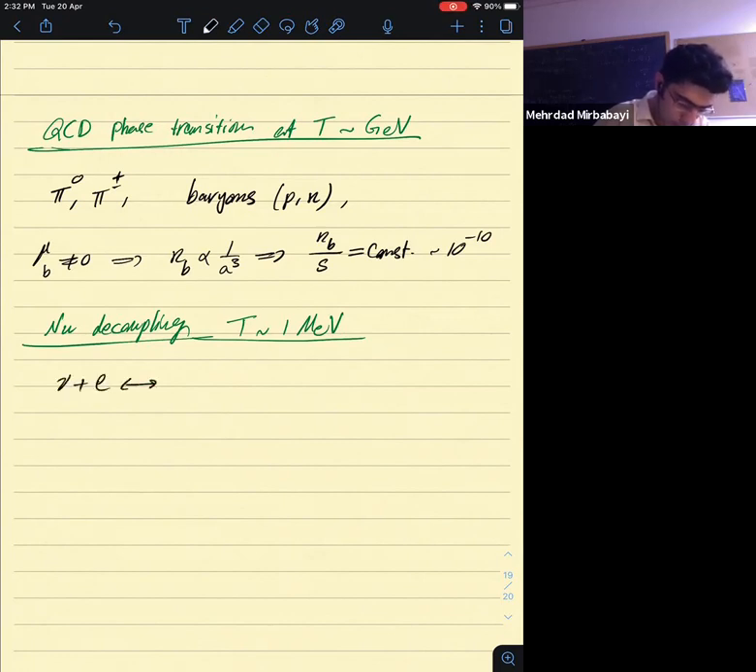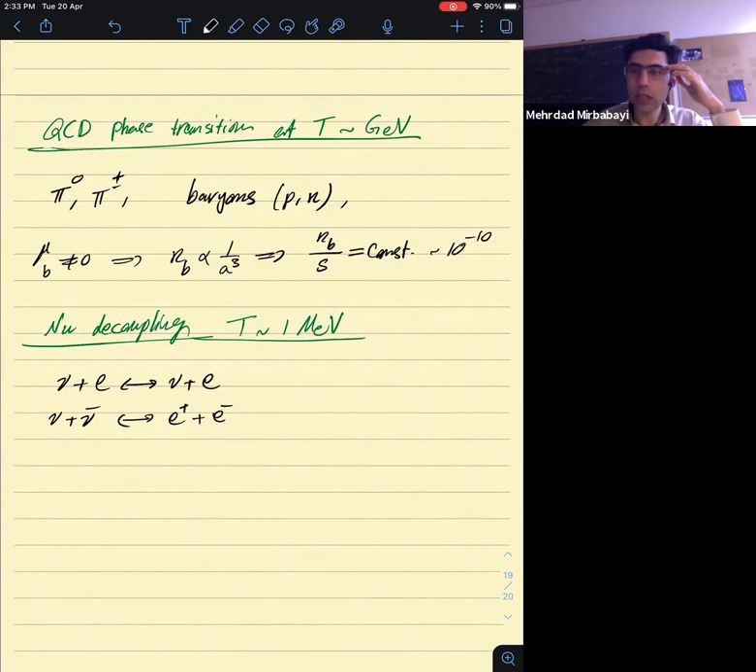So there is nu plus e going to nu plus e, and then we have the process of nu plus nu bar going to e plus e minus. So these are the four-Fermi interactions. And the question that we want to ask is that these processes are weak interactions. Now we are at temperatures well below the mass of the W bosons and Z bosons. So we are in a regime in which we can apply the Fermi theory for the weak interactions.